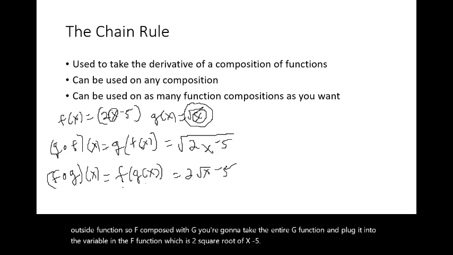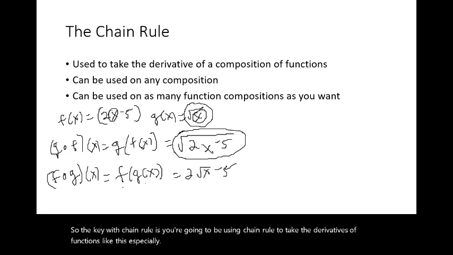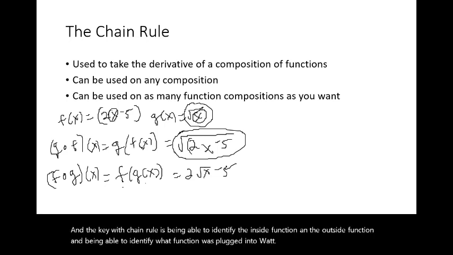So the key with chain rule is you're going to be using chain rule to take the derivatives of functions like this especially. And the key with chain rule is being able to identify the inside function and the outside function, and being able to identify what function was plugged into what. So in this case, the 2x minus 5 is the inside function because it was plugged into the square root function. So 2x minus 5 would be the inside function, and the square root would be the outside function.